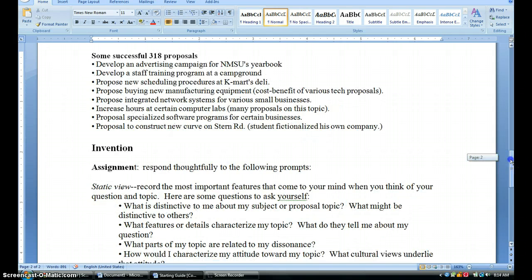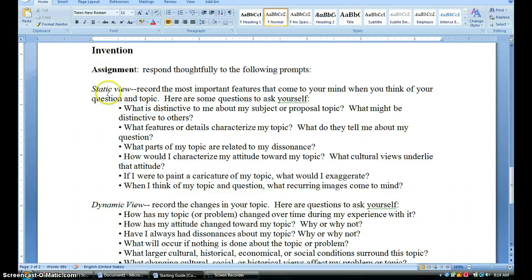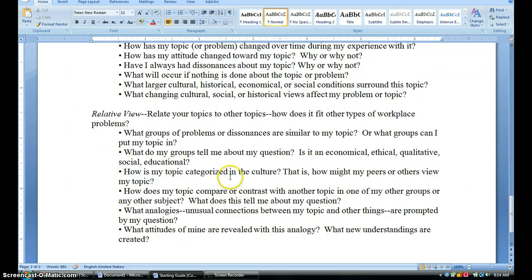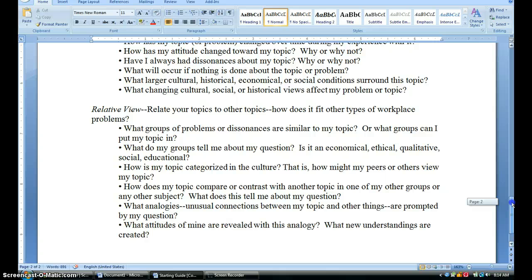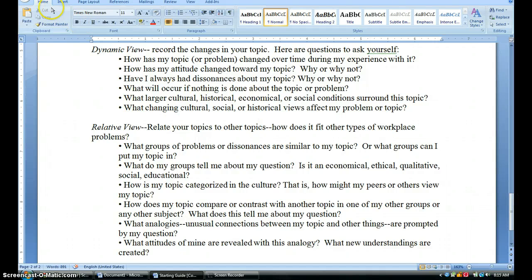Now, the second half of this sheet is called an invention, and I'm not going to require you to do that, but it's often very helpful for students to go through this invention to look at the topic from the static view, which means the description, its static features, things that don't change, the dynamic view, which is how things change, and the relative view, which puts it in context. This is very useful. I use this frequently, but I won't look at this, and it's not part of your assignment that I will grade or evaluate.